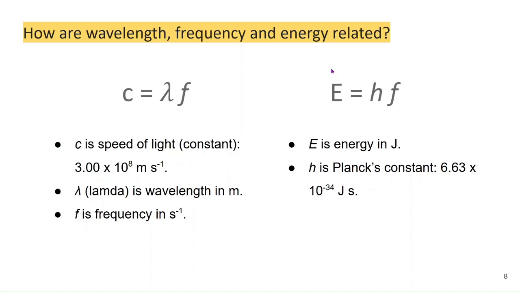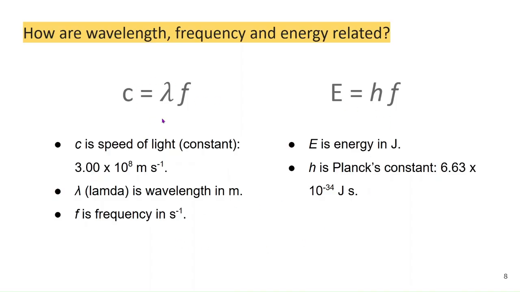And then over here we have energy. So energy is E. Energy is equal to h times f, where h is Planck's constant, which is another thing that never changes, right? Times the frequency of the light. So Planck's constant is 6.63 times 10 to the -34 joules per second.